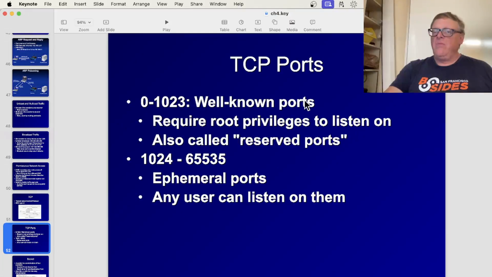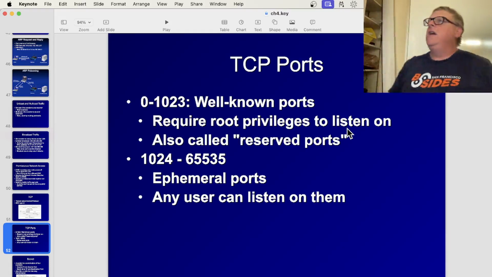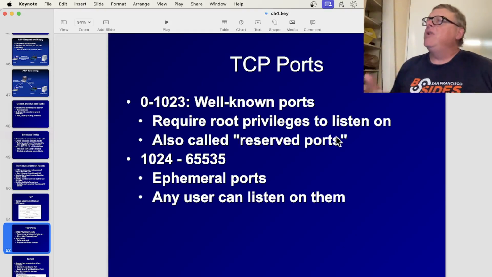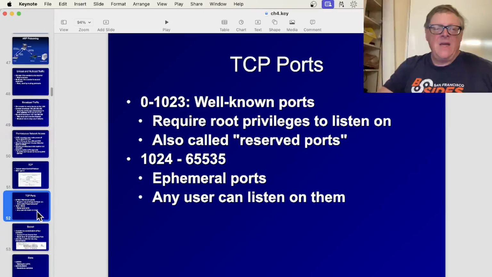The well-known ports is the official term for the first 1,024 of them. You need root privileges to listen on these ports on an operating system like Windows or Linux. They're called reserved ports because they're for the really important protocols that people use all the time, like HTTP and HTTPS. The other ports are considered ephemeral ports. Anybody can listen on them. They're typically used for the client end of a connection, only for the duration of that connection, and then thrown away. That's what's ephemeral about them.